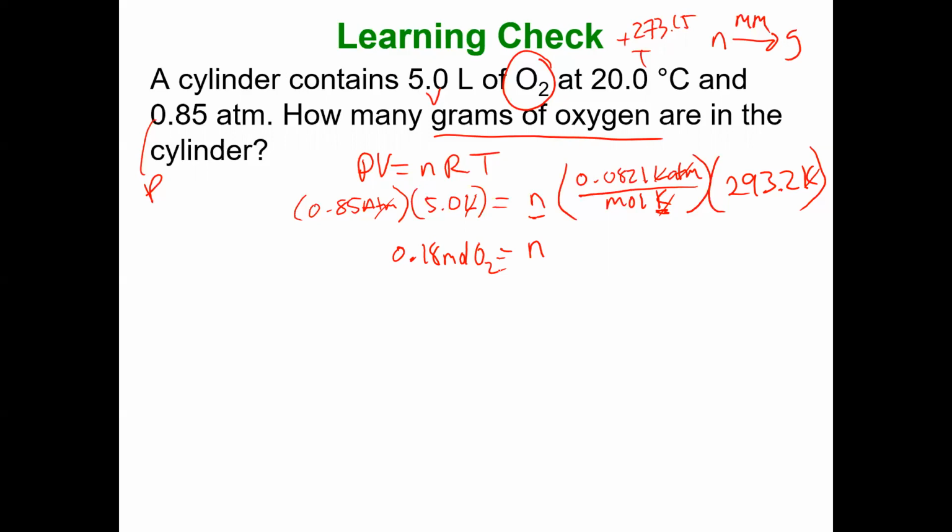And I can easily convert, and let me just erase this and put n on this side. I can convert this to grams, which is what they're asking for, by saying in 1 mole of oxygen, and oxygen's a diatomic, there's 32 grams of oxygen. To give me a final answer of 5.8 grams of oxygen.